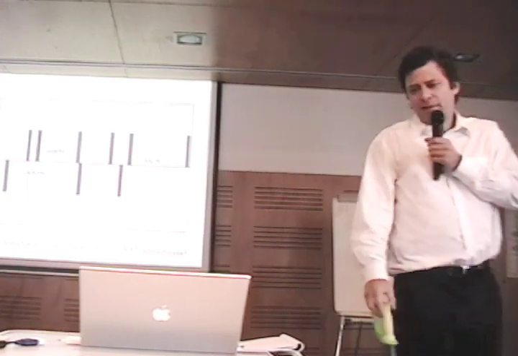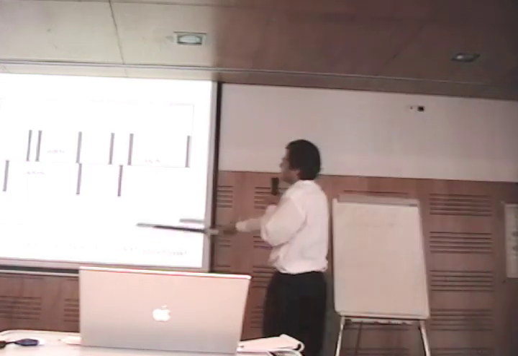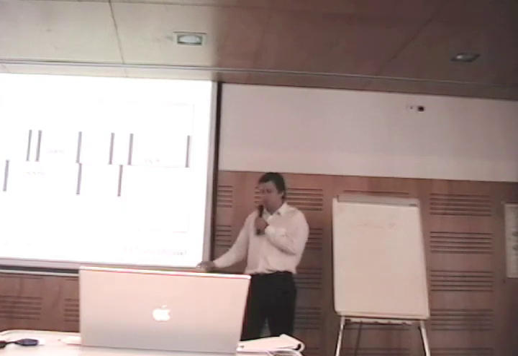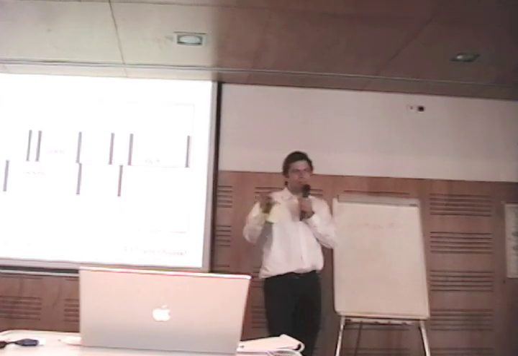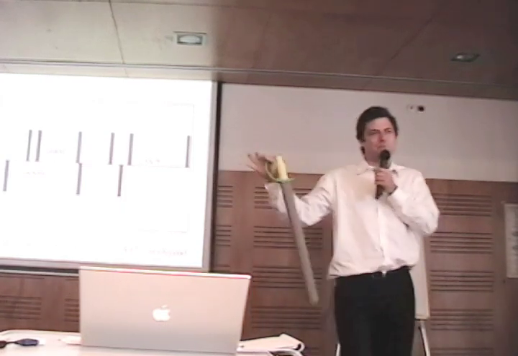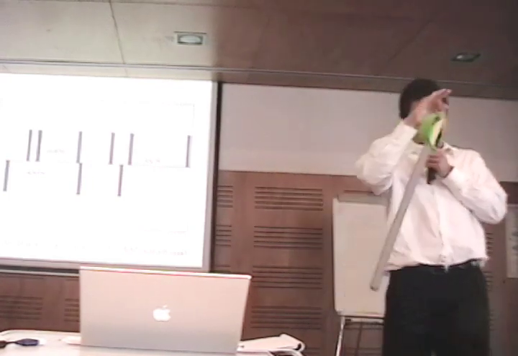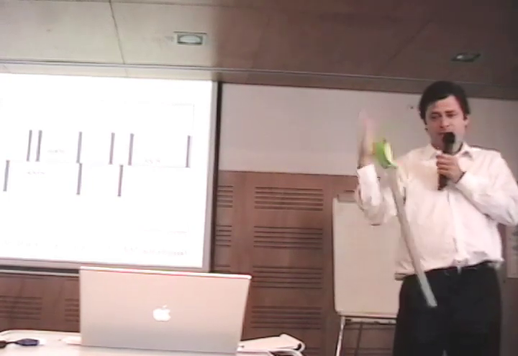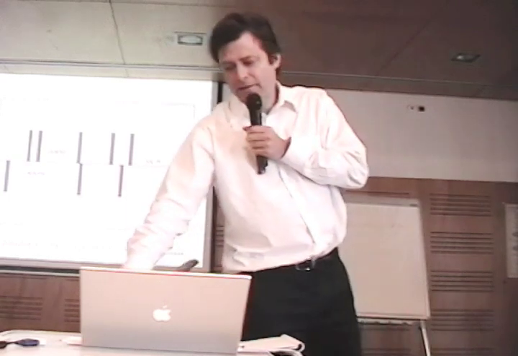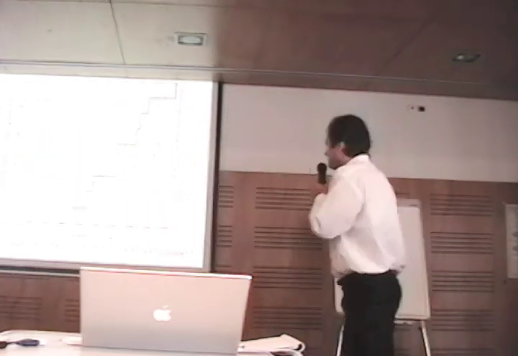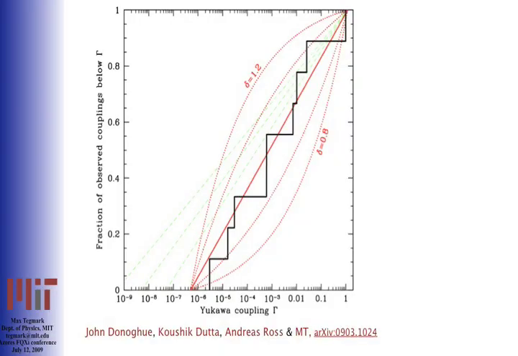So, together with my co-conspirators here, John Donoghue, Kaushik Dutta, and Andreas Ross, what we did was we tested the hypothesis that these were drawn from various probability distributions. So we tried, for instance, a power law with an arbitrary slope delta and truncated at the low end to not be divergent. So we did the Kolmogorov-Smirnov test.